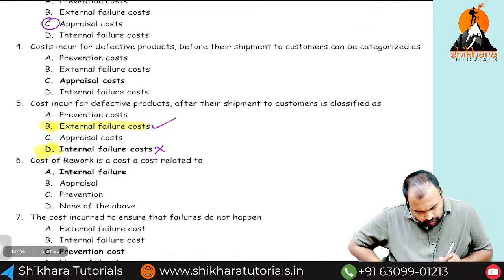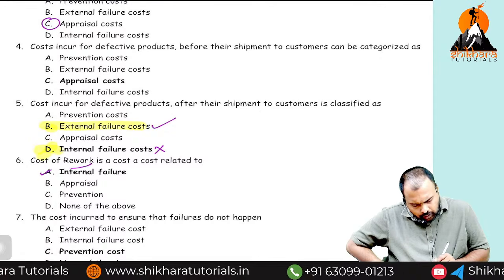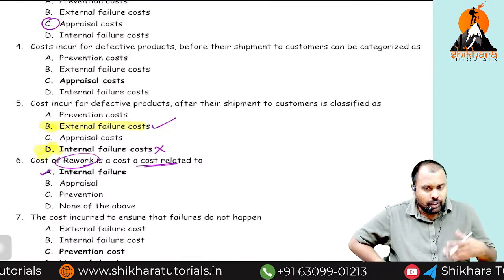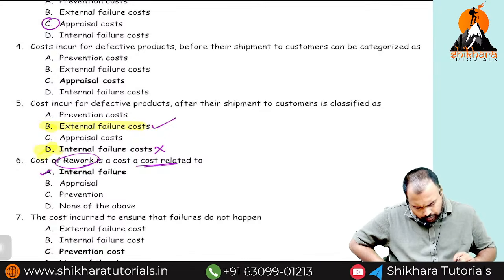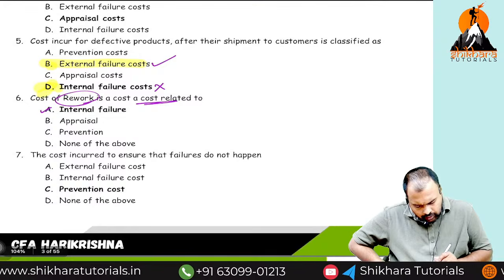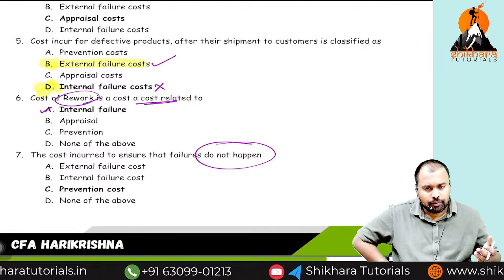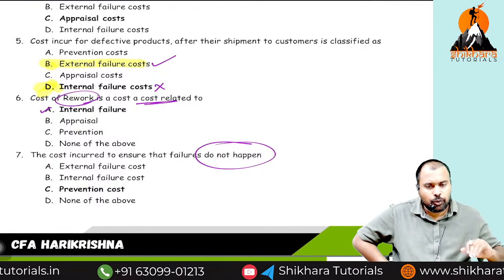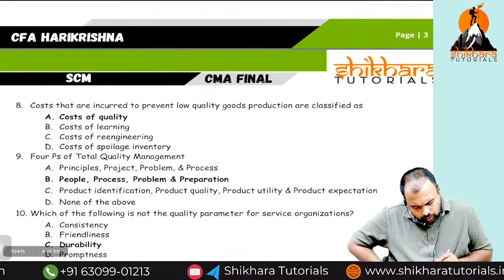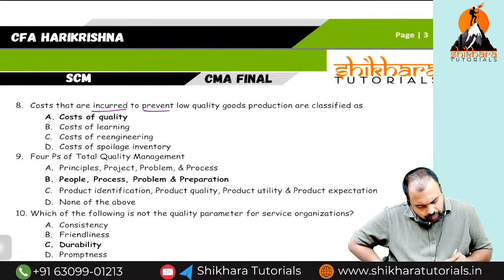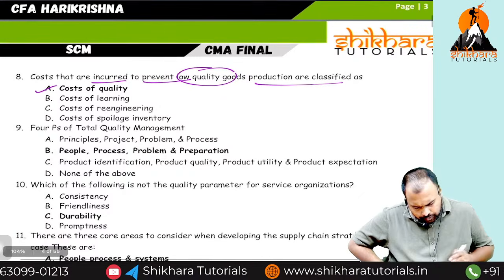Next, cost of rework is a cost related to internal failure. Rework cost, where we are reworking the damaged product internally before it reaches the customers, is related to internal failure. What next? Cost incurred to ensure that the failure does not happen. Understood? You are making sure that there is no failure in future. That has to be a prevention cost. Next, costs incurred to prevent low quality production are classified as cost of quality anyhow.